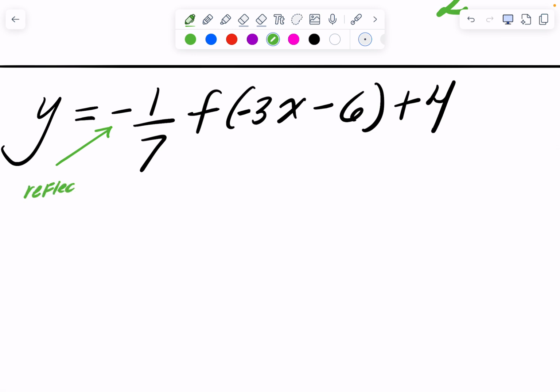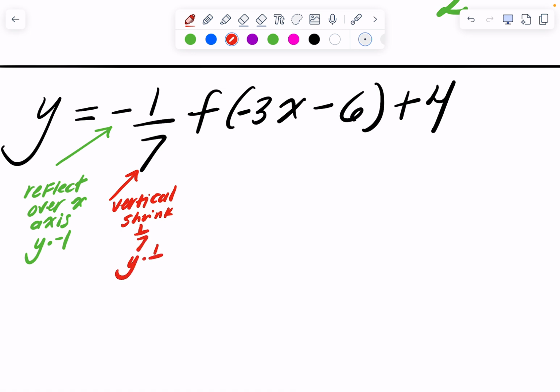Reflect over the x-axis. Y's are times by -1. Vertical shrink of 1/7. Our y's are just simply being times by 1/7. I'm going to do the shift up and down. Up 4. We know that we take our y's and add 4.